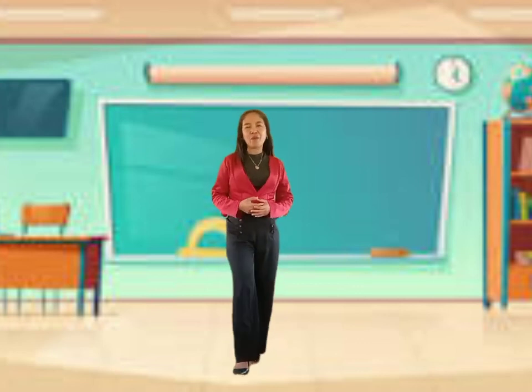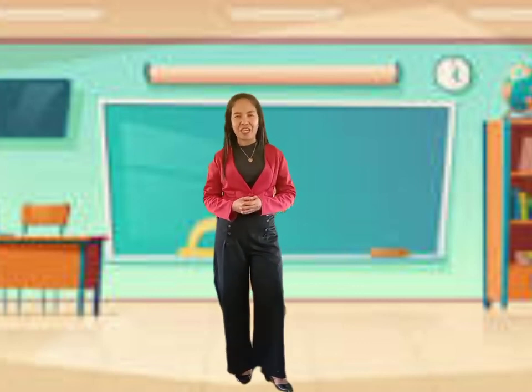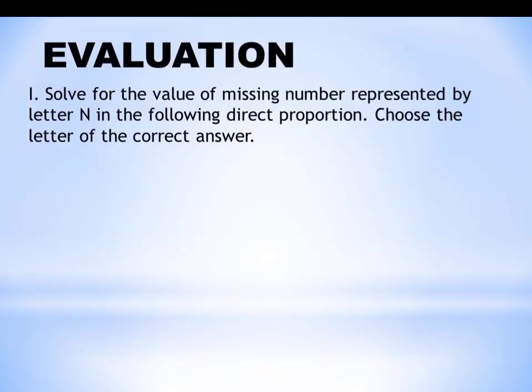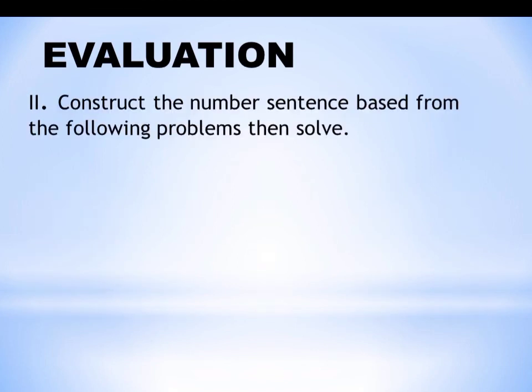To measure how well you have mastered our lesson for today, please answer the evaluation. For part 1, solve for the value of the missing number represented by letter n in the following direct proportions. Choose the letter of the correct answer. For part 2, construct a number sentence based from the following problems, then solve.